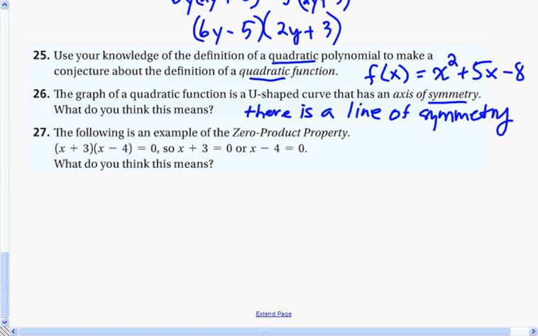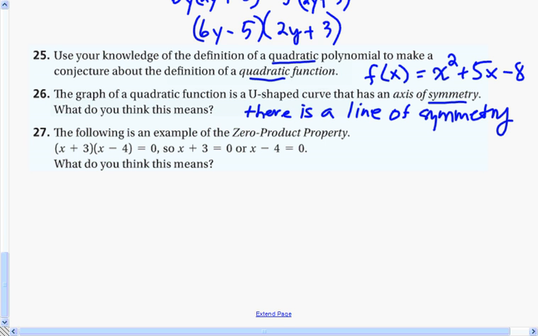All right, and this last one says this is the following example of zero product property. We're going to use this a lot in this chapter. It says the quantity x plus 3 times quantity x minus 4 equals 0. So x plus 3 equals 0 or x minus 4 equals 0. What do you think this means?